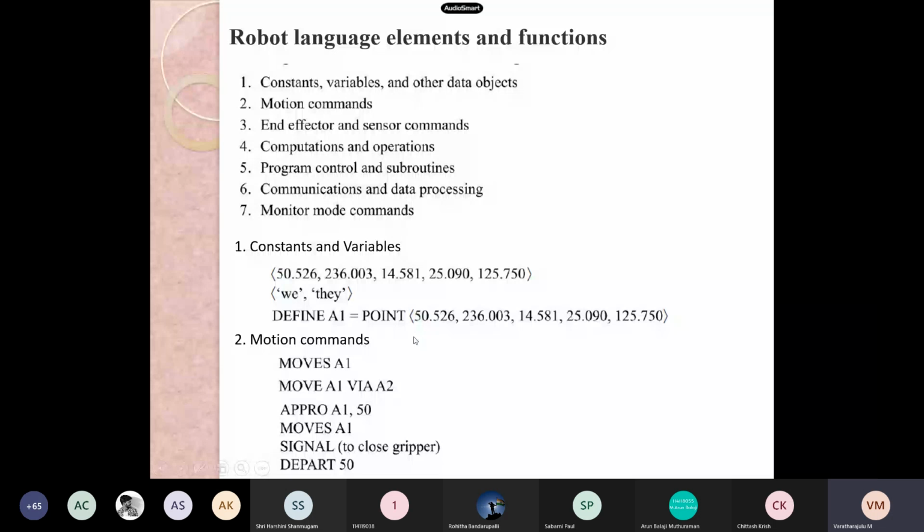Yes, see, there are three lines I am showing. Whether it is visible.